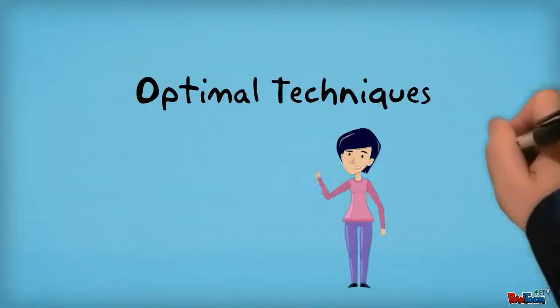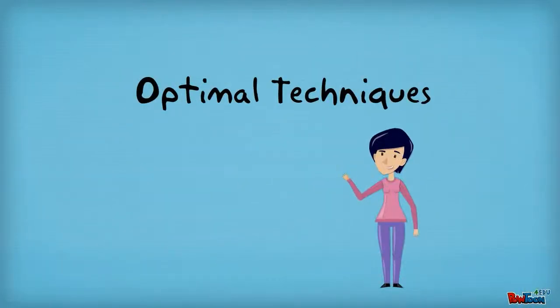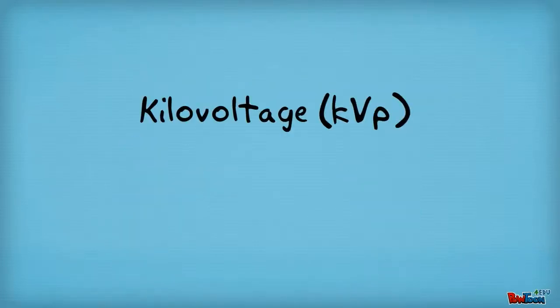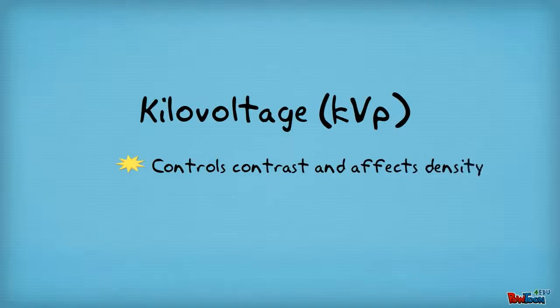Welcome. Today we're going to review optimal techniques, and what we're going to look at are the radiographic factors necessary in creating images of diagnostic quality. So let's get started. The first factor we're going to look at is kilovoltage. kVp controls contrast, and it also affects density. And it does this because kVp controls the quality or the penetrability of the X-ray beam.